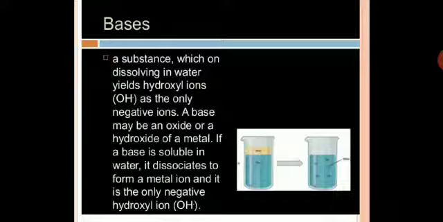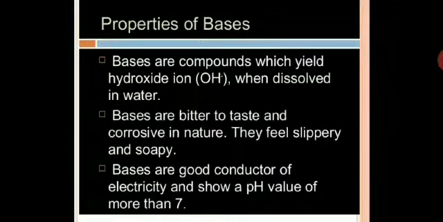If a base is soluble in water, it dissociates to form a metal ion and the only negative ion, the hydroxyl ion. So when it dissolves in water, for example sodium hydroxide, you take some solid sodium hydroxide and dissolve it in water, it will give out OH minus ions. So that's why sodium hydroxide is a base. Similarly, potassium hydroxide will give potassium plus and OH minus ions. So it will be a base.